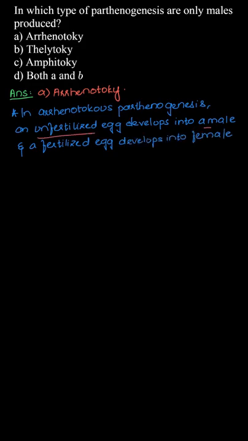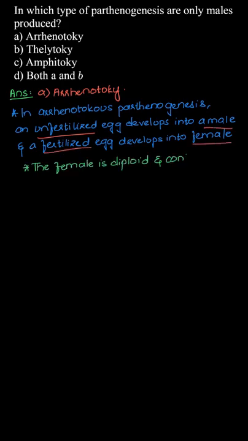Mostly, there is no fertilization because of parthenogenesis, but there is a chance of fertilization taking place. So if an unfertilized egg is produced here, it will produce males. So who is producing the male? Arrhenotokous parthenogenesis. But if fertilization does occur over the egg, then they are going to produce females, which does not happen often.